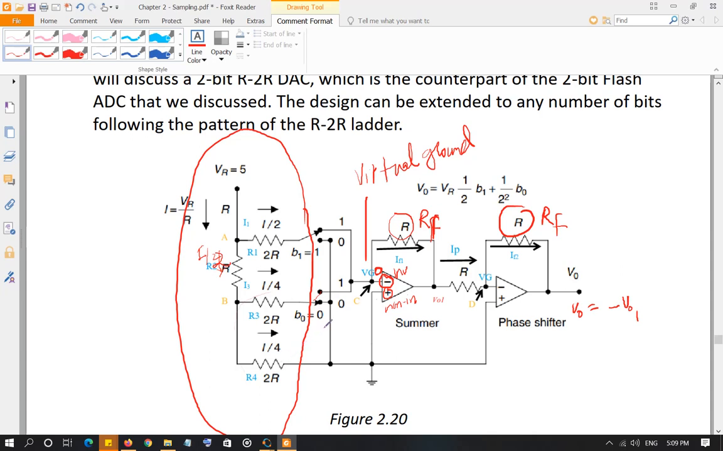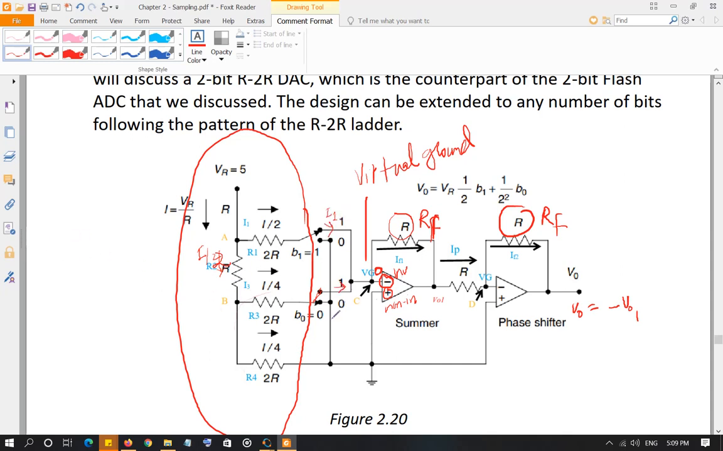Okay. Now let's take one condition. Let's take the highest condition, 1 and 1. So if B1 is 1 and B0 is 1, what we're gonna see at node C, two currents are flowing towards node C, I1, which is half of I, and I3, which is 1/4 of I, right? If it is connected here, 1/4 of I is gonna go here, this will be I3, and 1/2 of I is gonna go here, this will be I1.